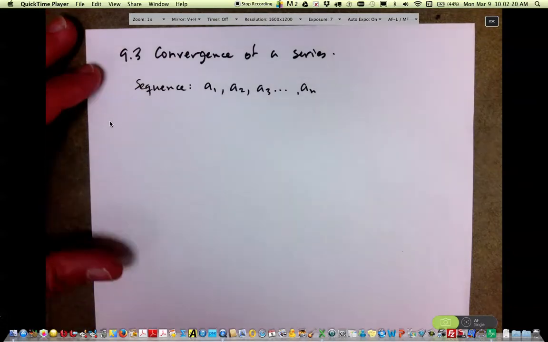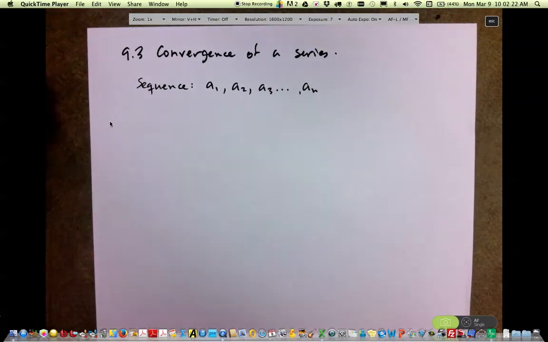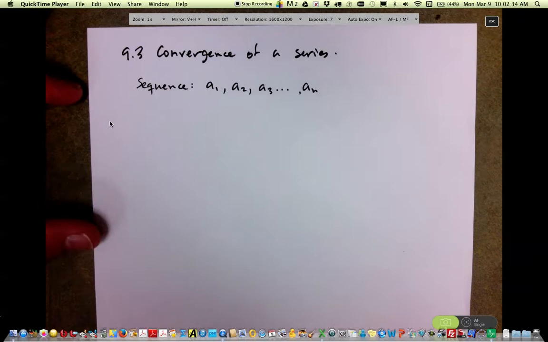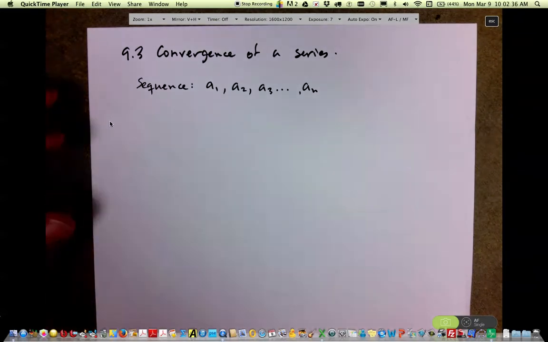Hi class. Before we get started in section 9.3, which is about the convergence of a series, I want to review some of the things that we've talked about so far in chapter 9. First thing we did in chapter 9 is we talked about a sequence, and we said a sequence was just a list of numbers that probably are going to follow some kind of a pattern.